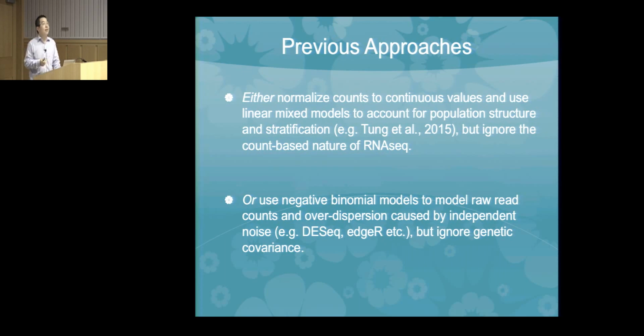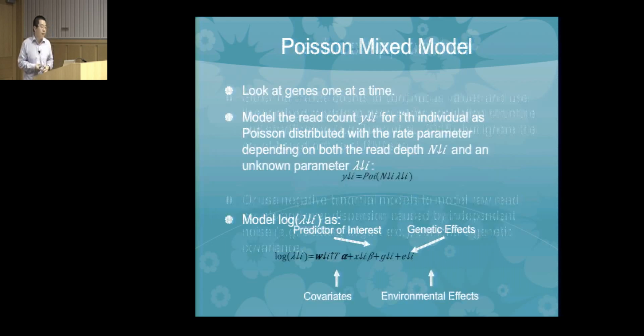So therefore, you can see that neither of those previous approaches are satisfactory in dealing with these two important features of RNA sequencing. Motivated by this observation, we decided to develop a new statistical method called Poisson mixed effects model, to try to account for both of these features observed in the data.